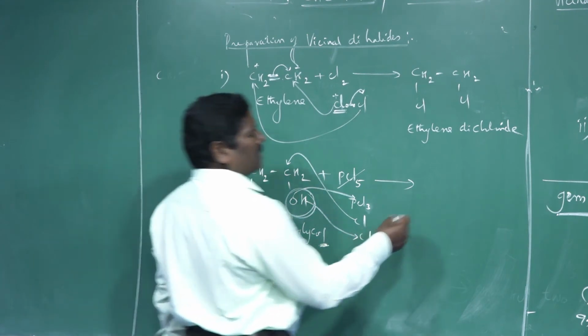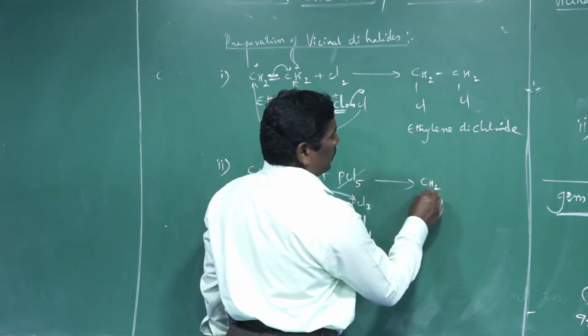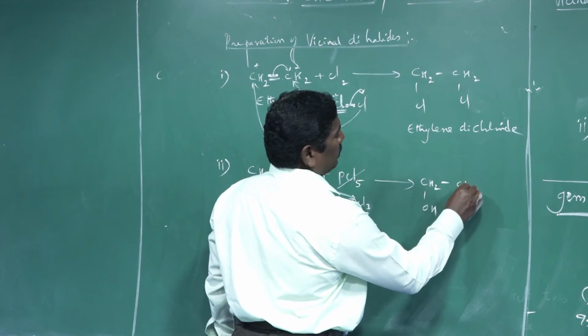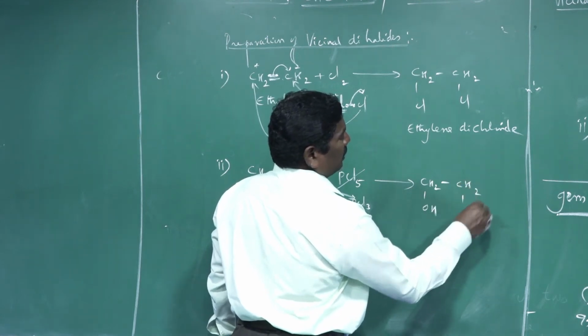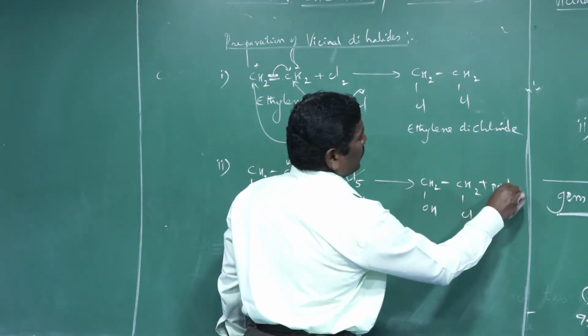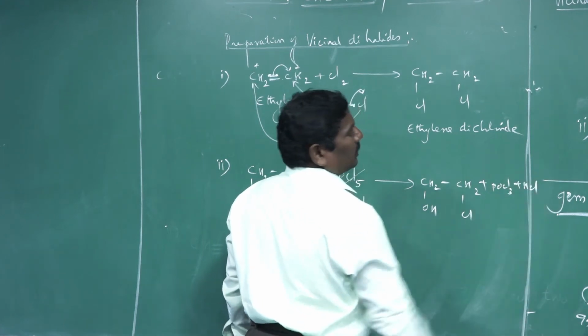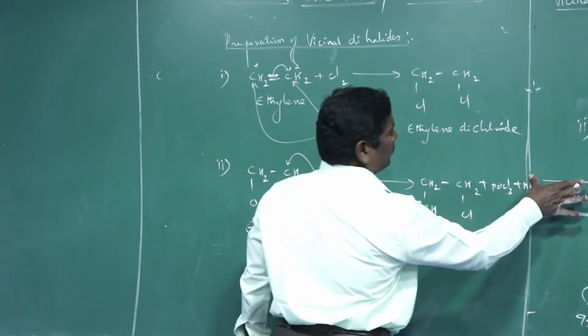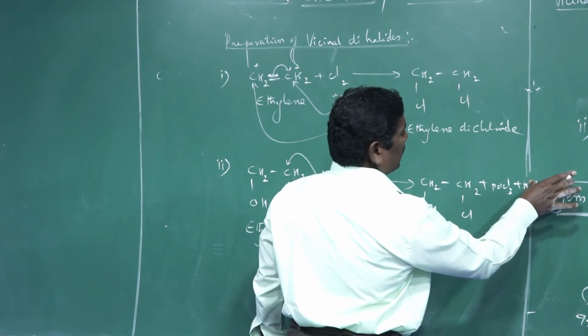The compound formed is CH2Cl-CH2Cl plus POCl3 plus HCl plus HCl.